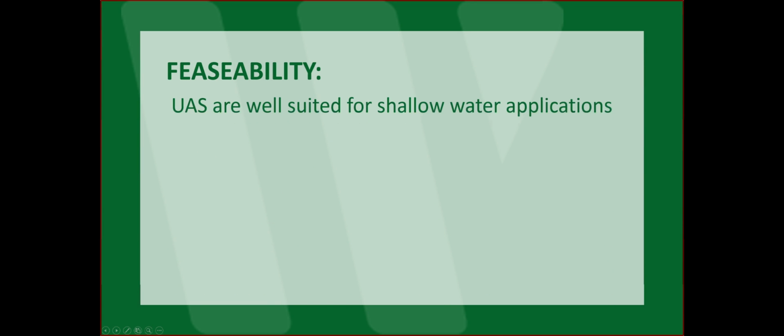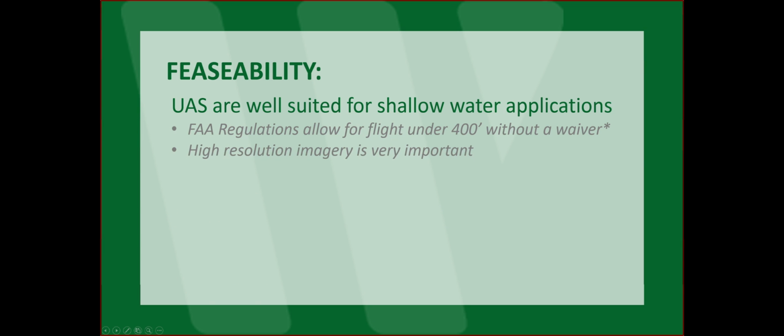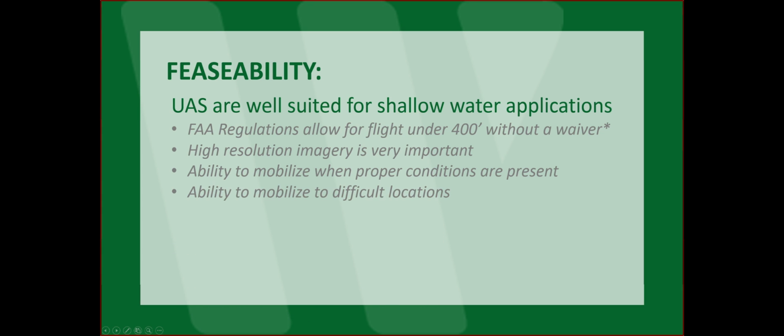Feasibility. UAS are well suited for shallow water applications. FAA regulations allow for flight under 400 feet without a waiver. High resolution is very important for these type of applications, as well as the ability to mobilize when proper conditions are present, and/or the ability to mobilize to difficult locations. And of course, they can be very cost effective.